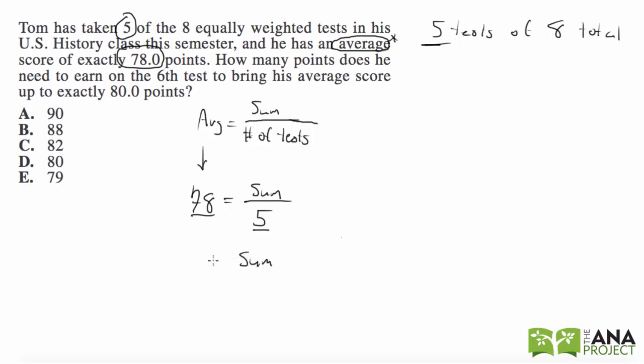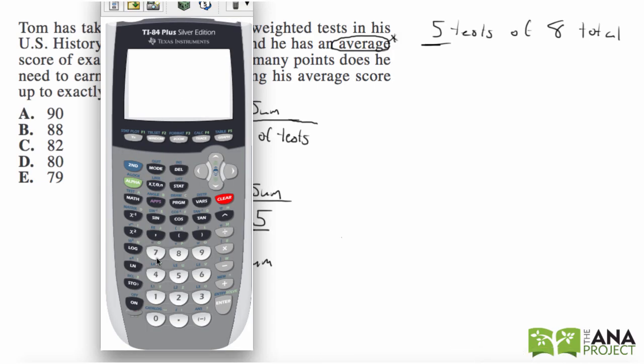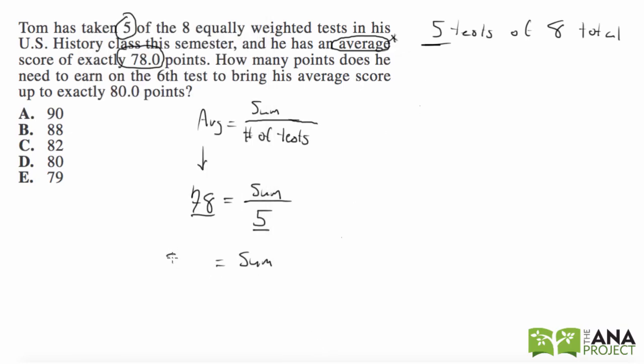So the sum, we multiply by 5 both sides. 78 times 5, we get 390. So 390 points, that's the sum of the 5 tests. Let's read on. How many points does he need to earn on the 6th test to bring his average score up to 80 points? So we want his average to be 80.